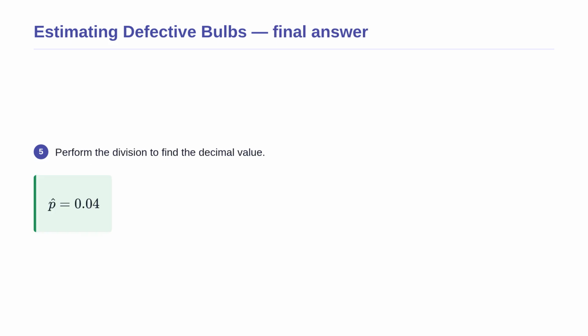Finishing our calculation, dividing 8 by 200 gives us a final decimal value of 0.04. This means we estimate that 4% of all the 50,000 bulbs produced in the factory that day are defective. The manager can now use this estimate to decide if the machines need maintenance. We successfully guessed a crucial fact about 50,000 items by only looking at 200 of them.